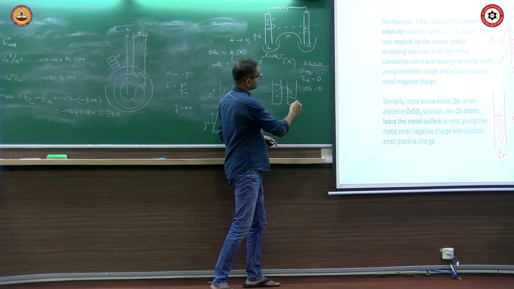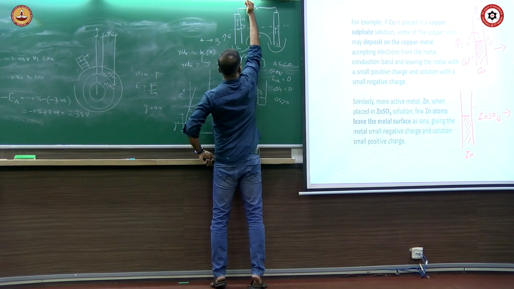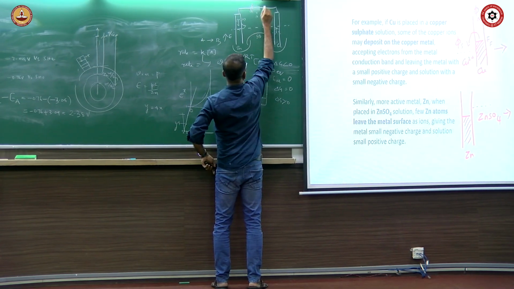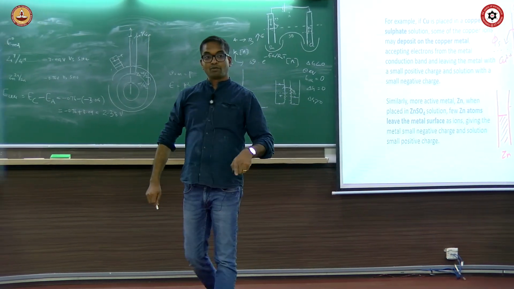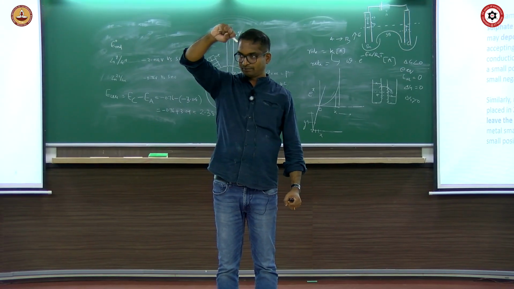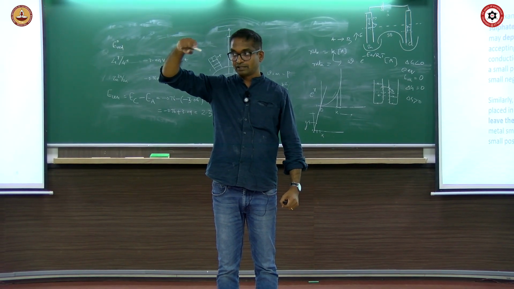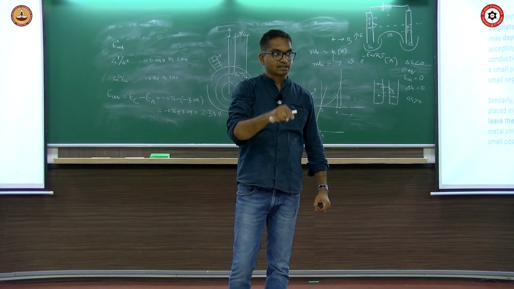Now I want to make delta G greater than 0. How will I do that? I put a power source. The power source now will reduce zinc and oxidize copper. That is an uphill process. That is a non-spontaneous process. At that time, delta G will automatically become greater than 0.